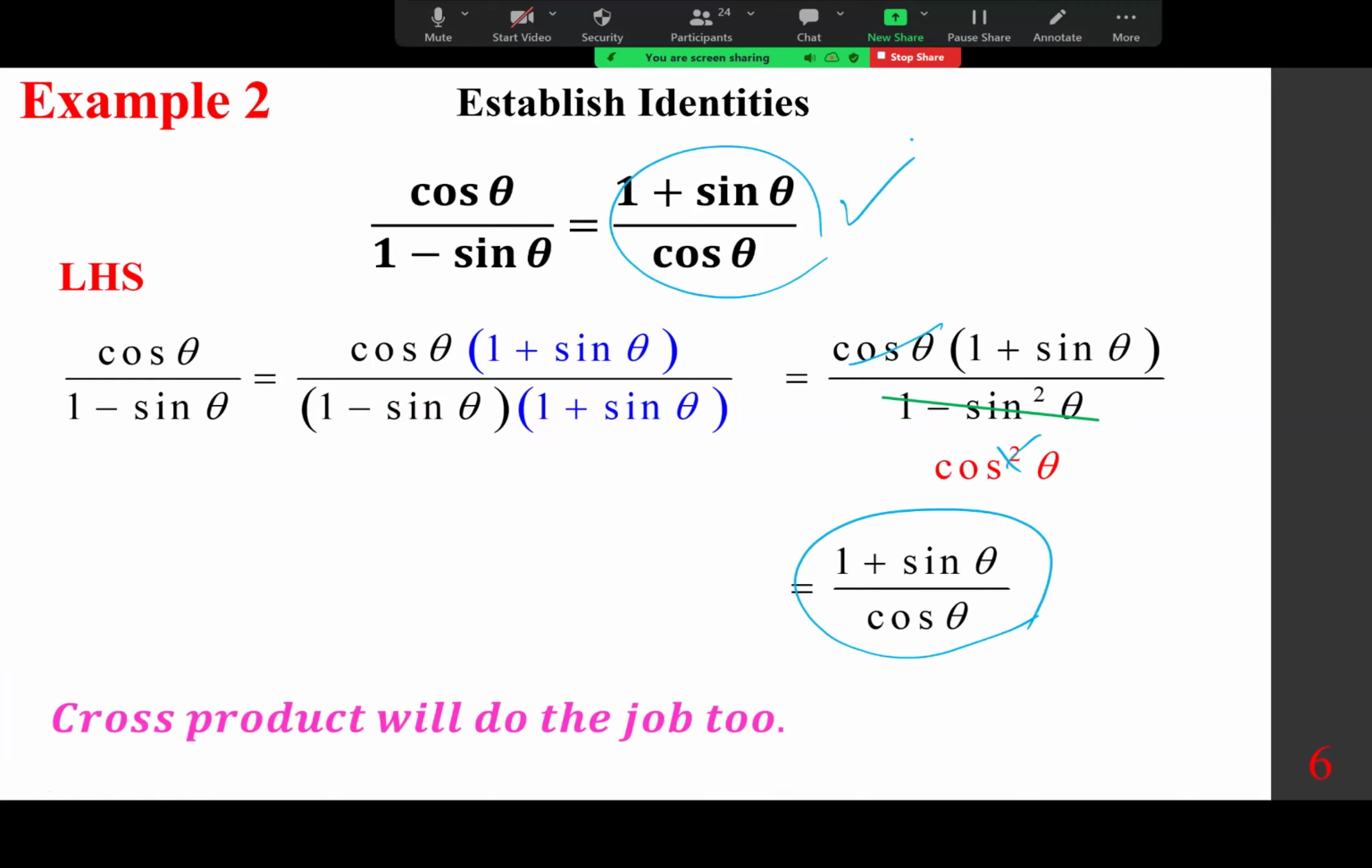One other way, we could do the cross product. One other way to prove this, if you do the cross product and show the left and right are the same, remember, a proportion is a true proportion if the cross product is true. So you can do the cross product. That's another methodology. Normally, most texts like to see you start from one side and end up at the other side, but cross product is just as good.